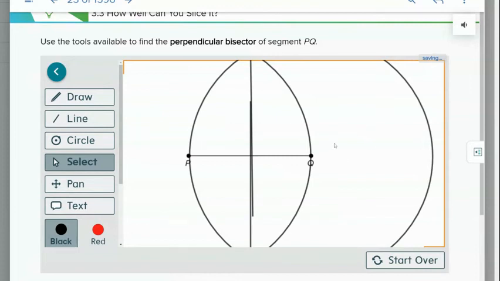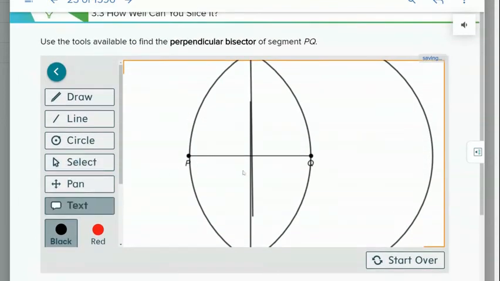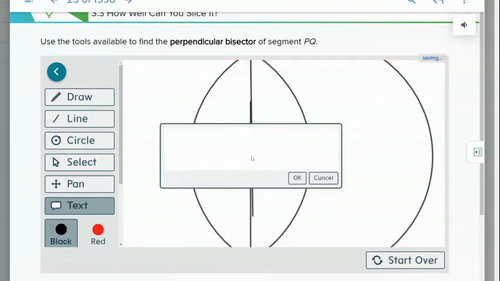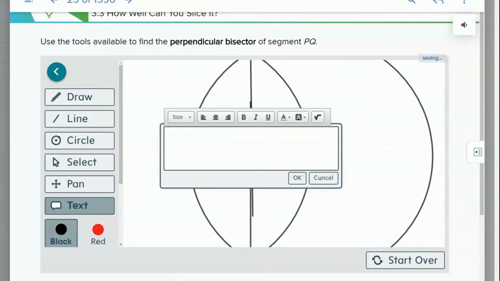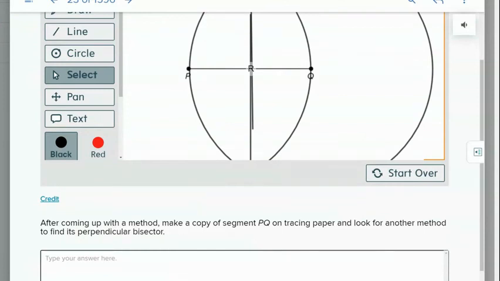All right, X marks the spot. And remember, perpendicular bisectors do several things for you. So P, Q, R. R is the middle between P and Q. It's the midpoint, which happens to be equidistant from both P and Q. All right, after coming up with a method, make a copy of segment PQ on tracing paper and look for another method to find its perpendicular bisector.